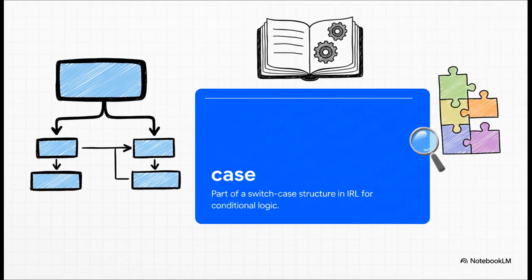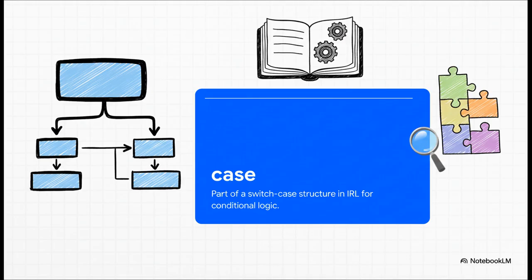Tired of writing endless if-then-else statements? Well, that's what case is for. It's a key part of a switch statement, which is just a much cleaner way to handle logic with multiple branches. You evaluate one variable, and then you have a specific case for each possible value, like our gold status, to run some code.